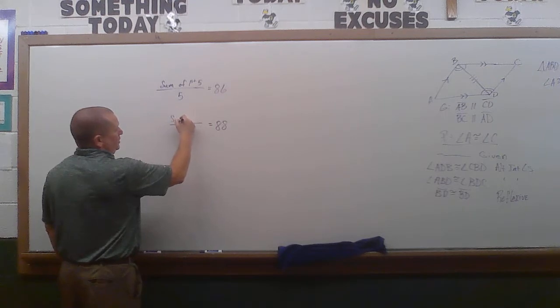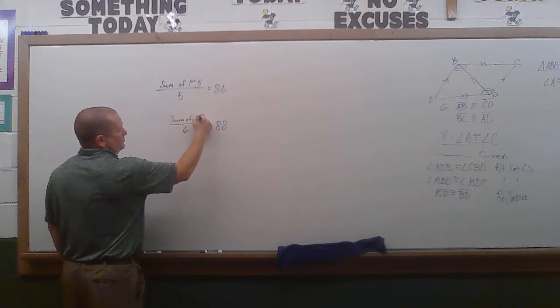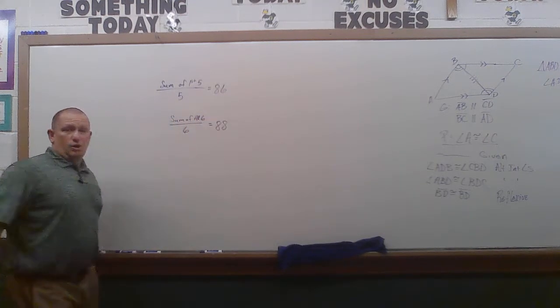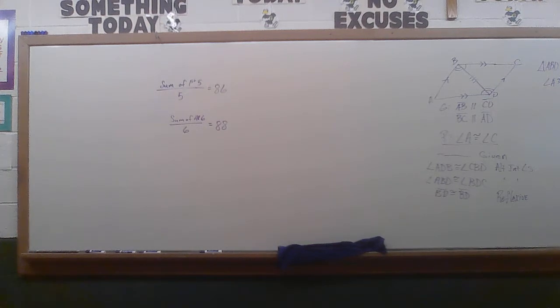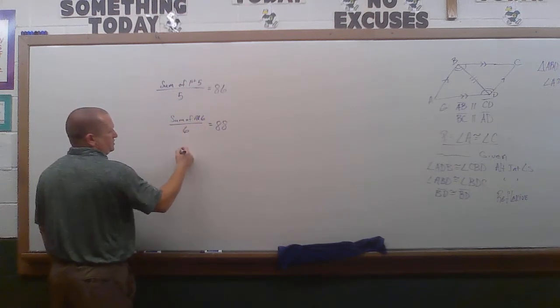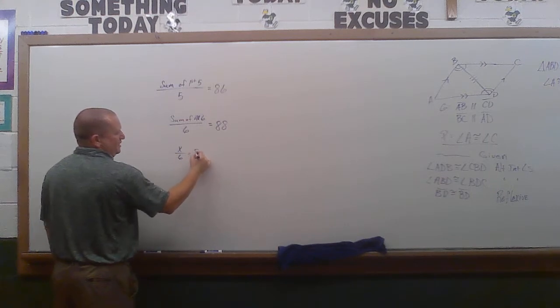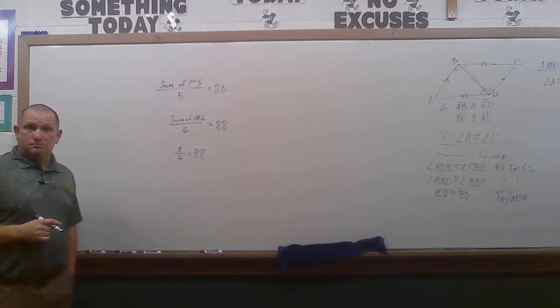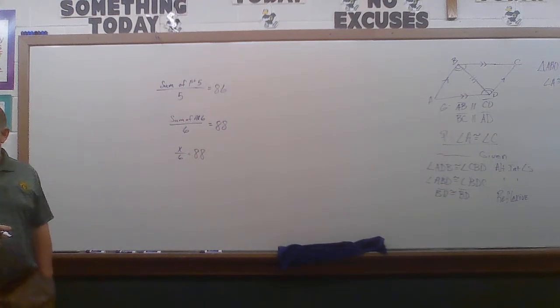This should be the sum of all 6, right? So, how do we find that? Is it okay if I just take this right here and say that the sum of all 6 is some variable x, and I took x divided by 6 is equal to 88? Would that work? It would? Addie says it would work.